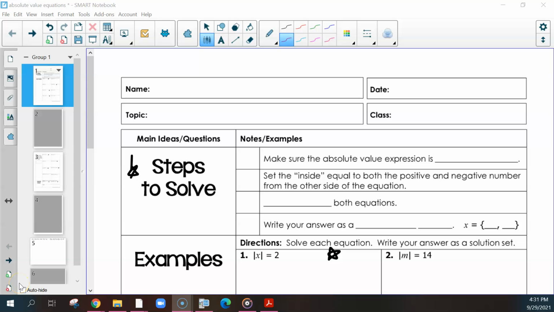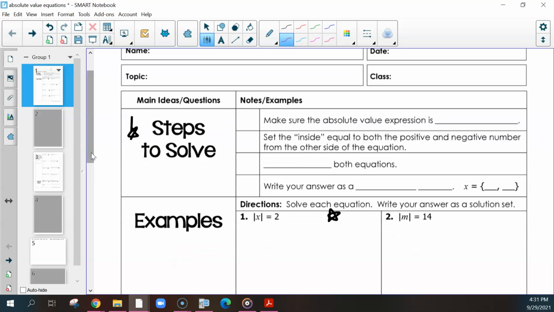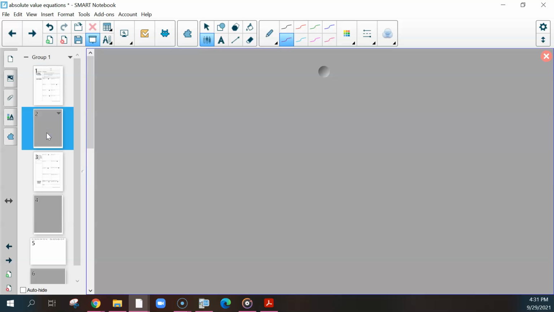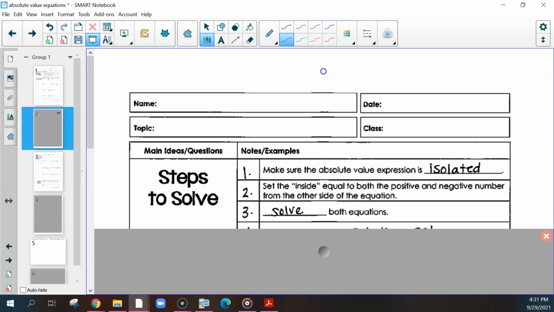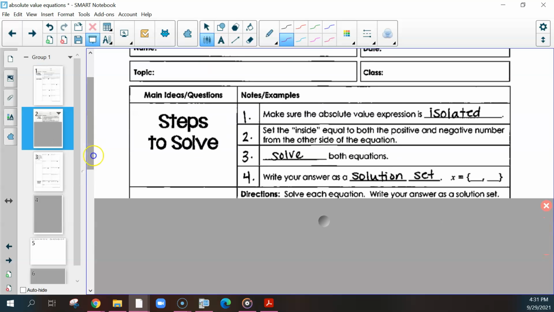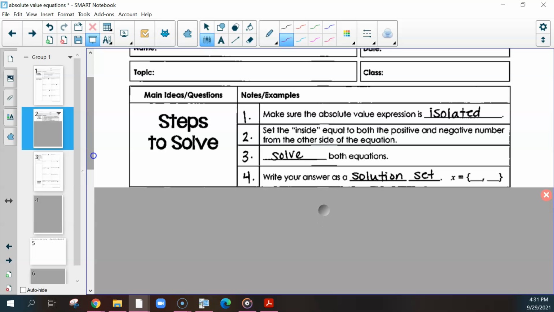All right, in this video, we're going to be talking about absolute value equations. So first, let's read through some of these. So steps to solve this. When you're solving this, you should be thinking kind of like when you're solving equations, but there are a little bit different things. So first, we have to make sure the absolute value expression is isolated, so by itself.